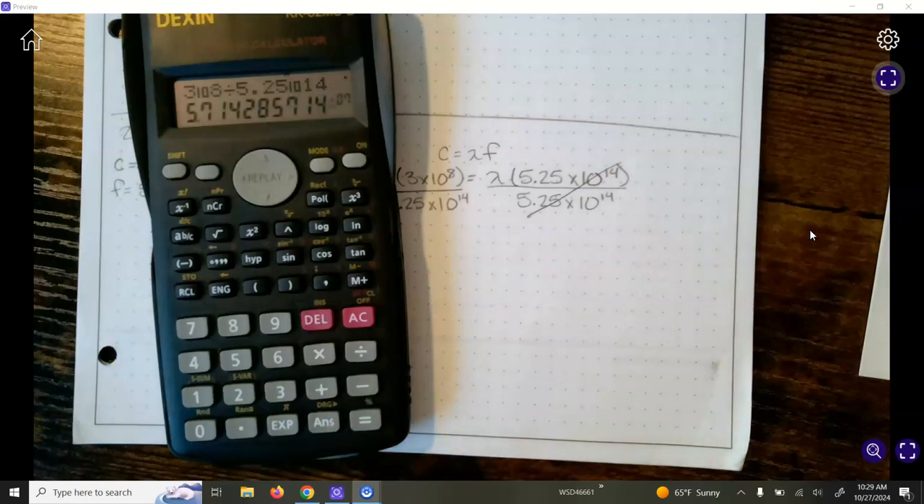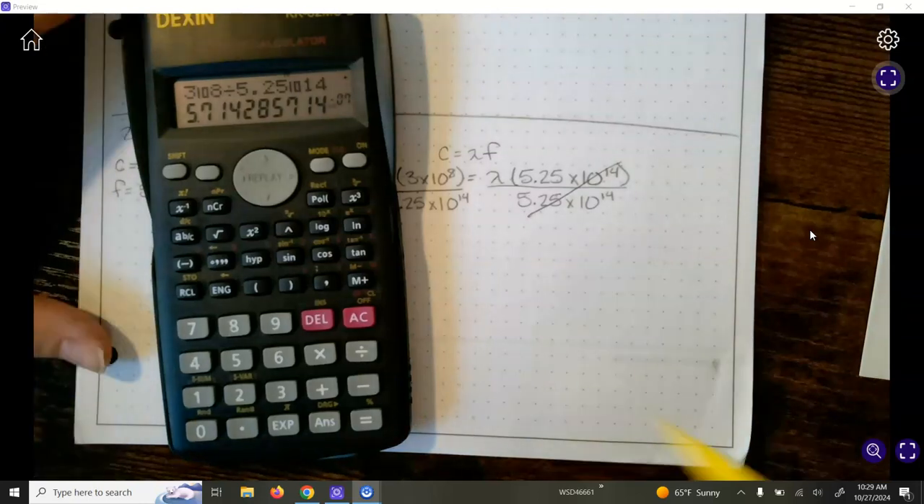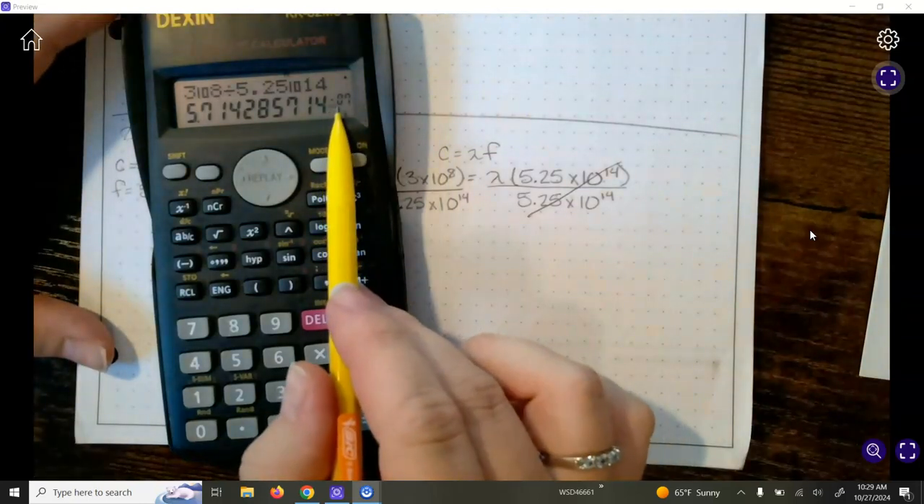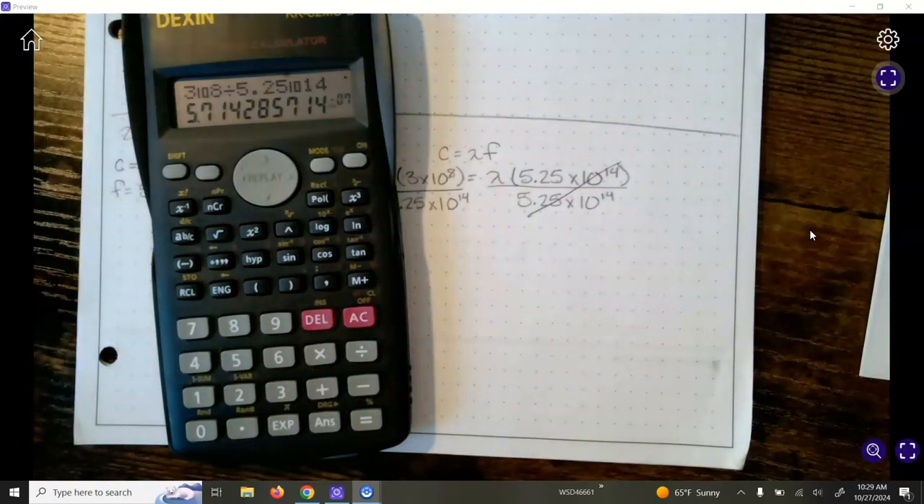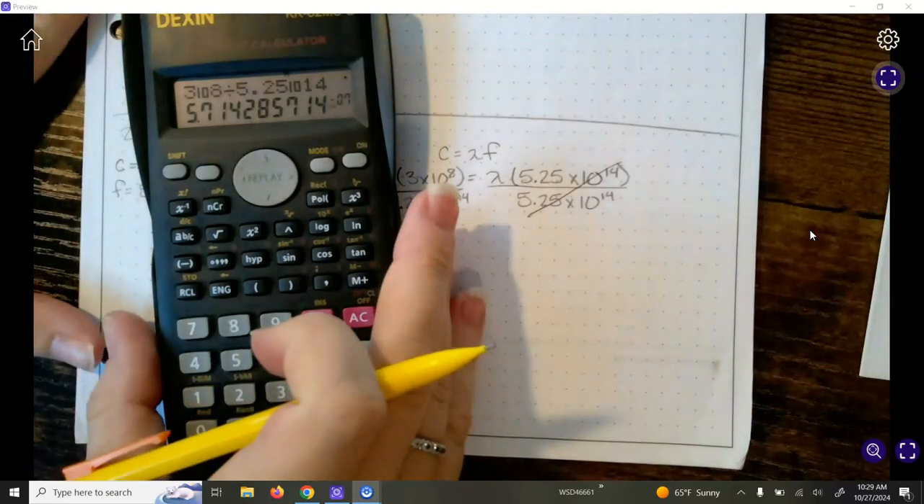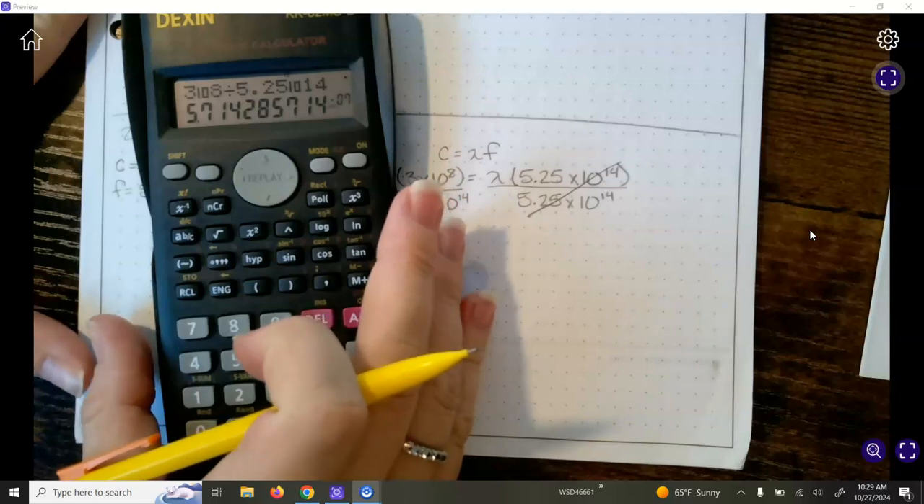Boom. 5.71425, and so on. And then don't forget the times 10 to the negative 7th. Okay? I told you nanometers is what we're looking for. And this is perfect because nanometers is actually times 10 to the negative 9th usually. And we're going to talk about that in just a second. But 5.714 and so on.